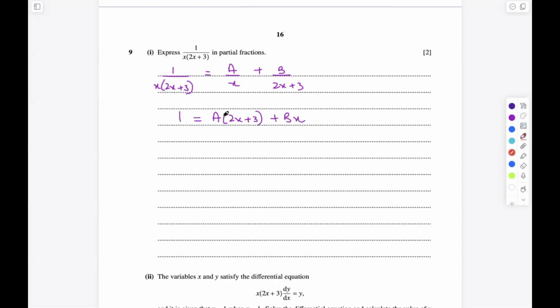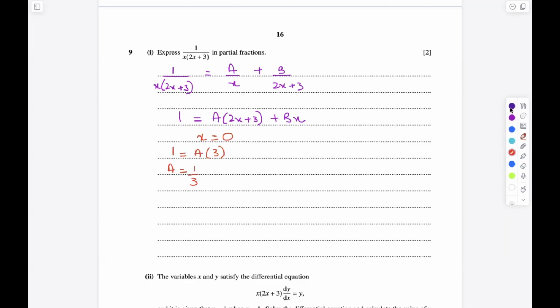Now, a simple way of finding the value of a and b is we can make either of the terms 0. So initially taking x equals 0, the bx term will become 0. We'll get 1 equals a into 0 plus 3, which is 3. So a will be equal to 1 upon 3.